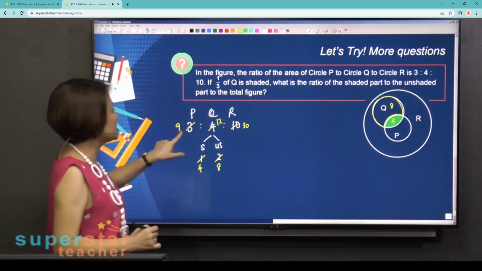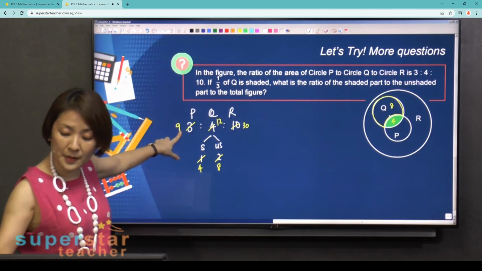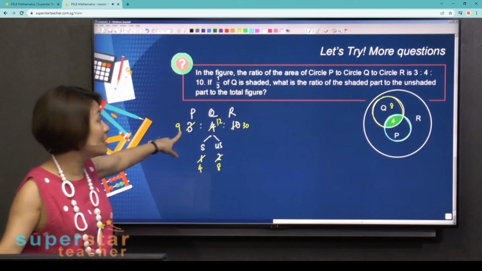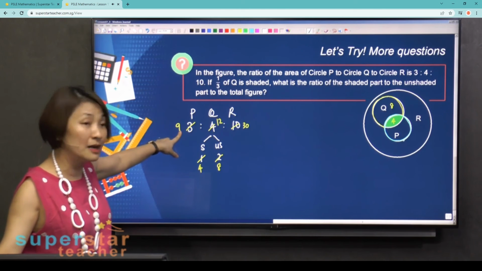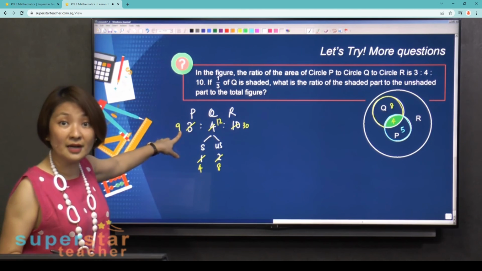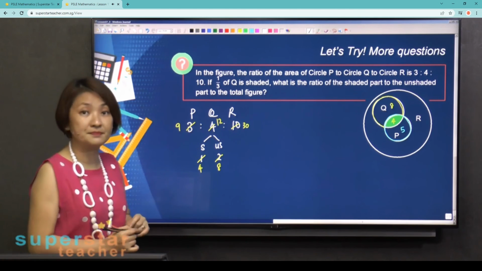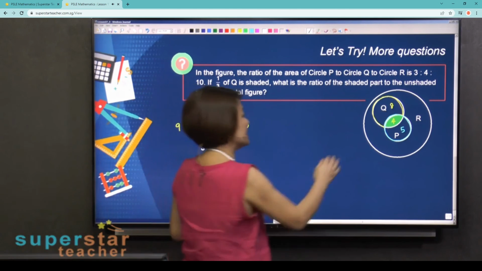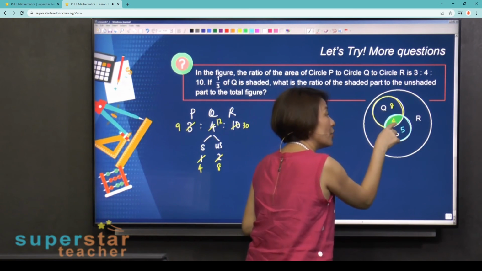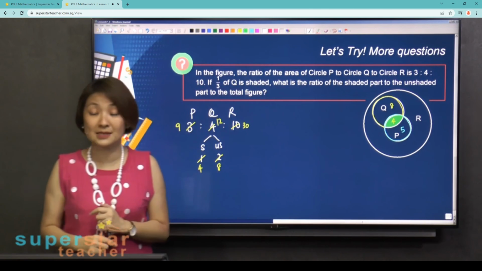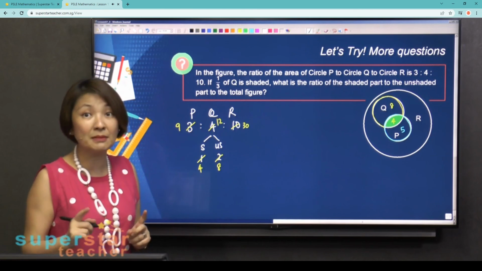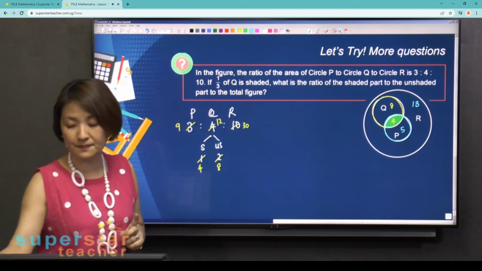Okay? Now let's look at P. Where is P? This is P, inclusive of this shaded part. So P is supposed to be 9, but 4 is already taken for the shaded. This will be 5. Alright? Now, then we look at R. The whole of R is 30. This whole thing is 30. But 30 is inclusive of 8, 4, and 5. What is 8 plus 4 plus 5? That's 17. So you have 30 minus 17, you get 13.